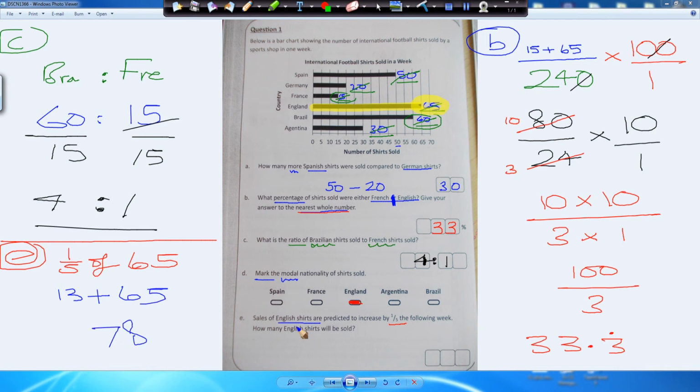Let's read the question again quickly. Sales of English shirts are predicted to increase. So the increase is the adding bit by 1/5, and the 1/5 was over here. The following week, that was the original value, that's the increased value, and then we are done. Put the answer into here, and that's the end of that question. Hopefully, folks, this helps you with your preparation for the level class.